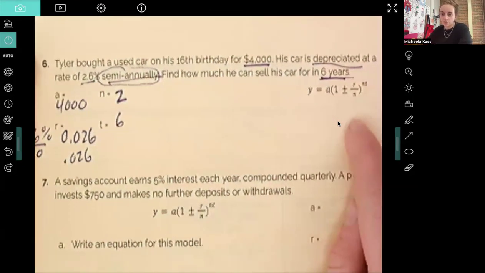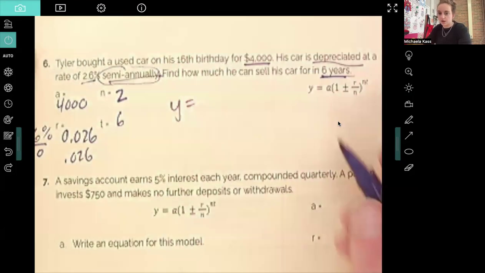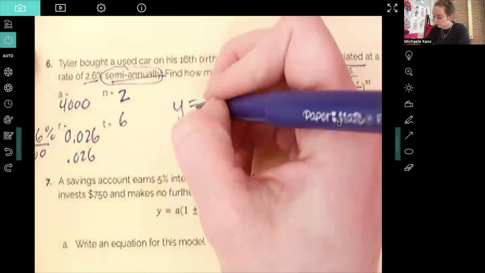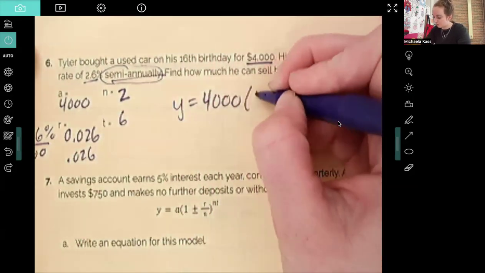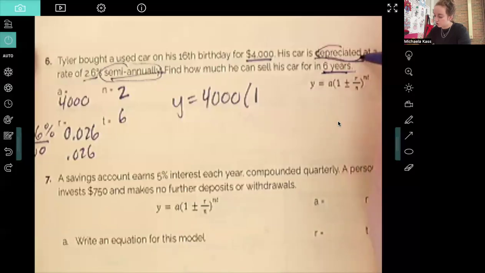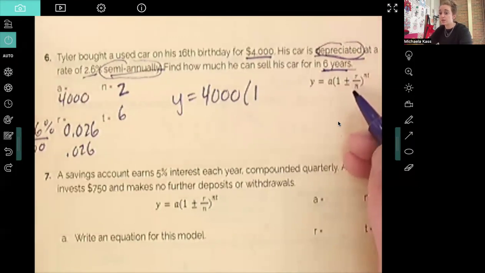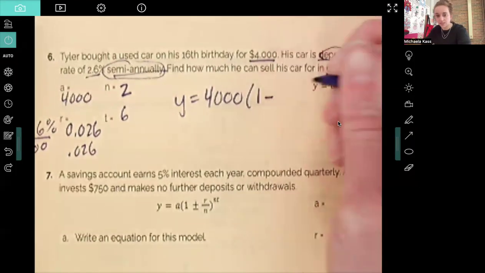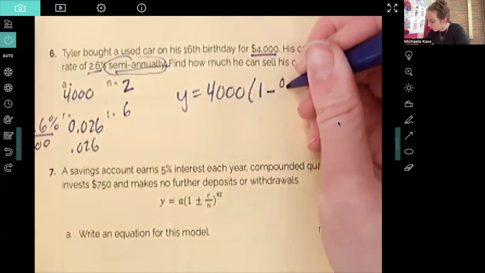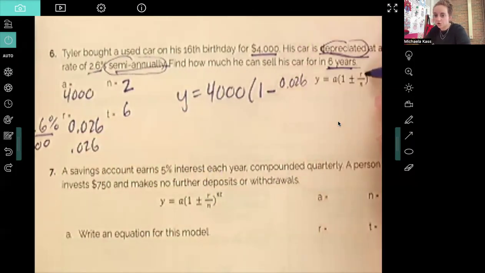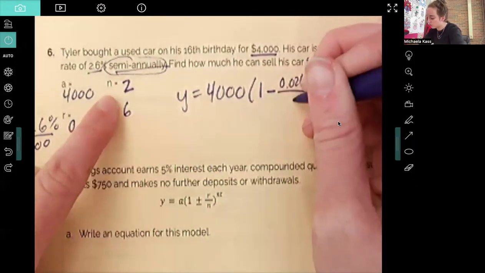Now we have an equation, and we're going to plug these numbers in. So we have y equals A, our initial 4,000. There's a 1 right here, so we have to put a 1. And remember the word depreciates. Are we adding or are we subtracting? If it's losing value, we are subtracting, minus. Our R value, 0.026. And it's over our N value. And our N value in this case is 2.